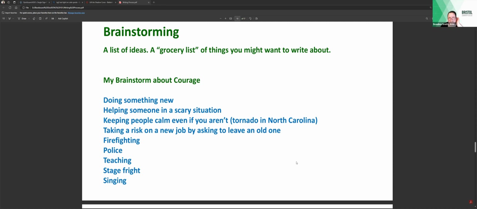So here's an example of a brainstorm. Let's say that your teacher wanted you to write about a time where you had to have courage. Maybe it's doing something new, helping someone in a scary situation, keeping people calm even if you're not. And the reason why I wrote down tornado in North Carolina is because I experienced a tornado in North Carolina. And I had to keep everybody else calm, even though I knew just how dangerous the situation was.